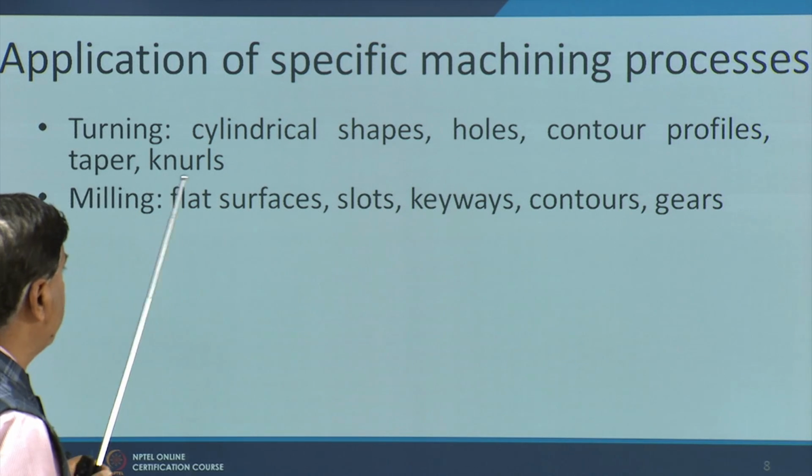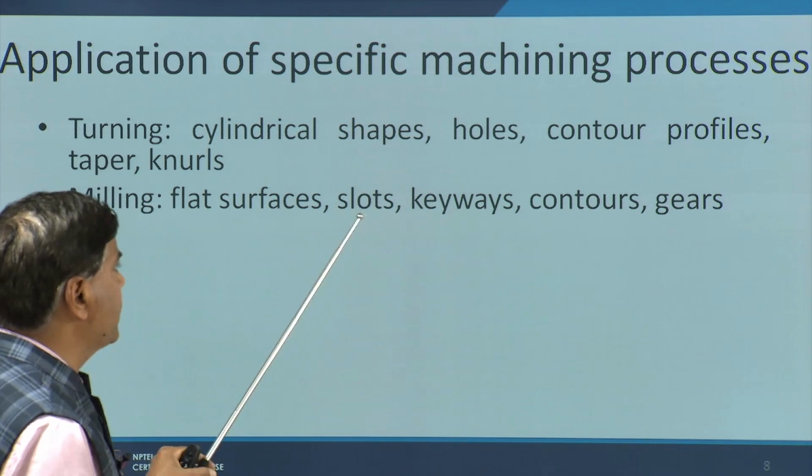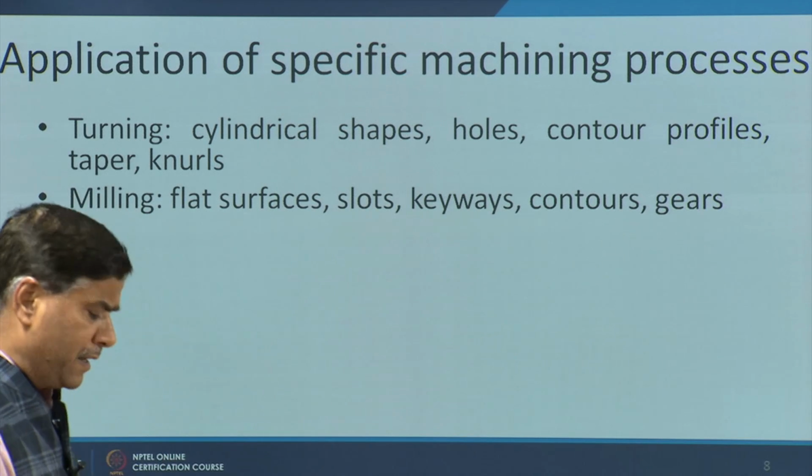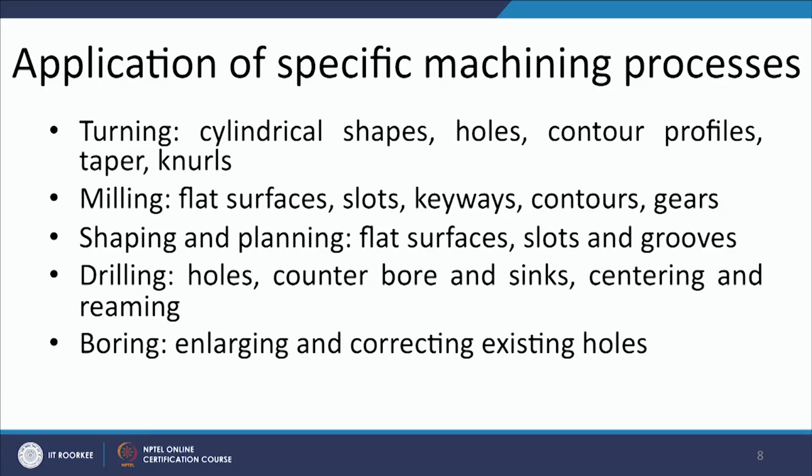Then milling is primarily used for making the flat surfaces, slots, keyways, contours and the gears. Gear milling is very common for producing the gears. Then shaping and planing processes are mainly used for making the flat surfaces, slots and the grooves. And then drilling is used for making the holes, counter bores, countersinks, centering and the reaming.